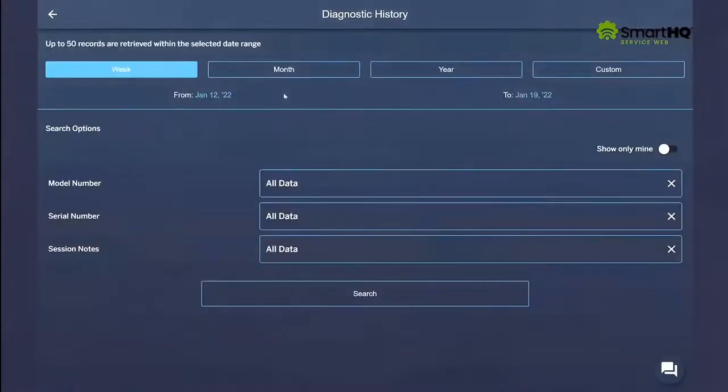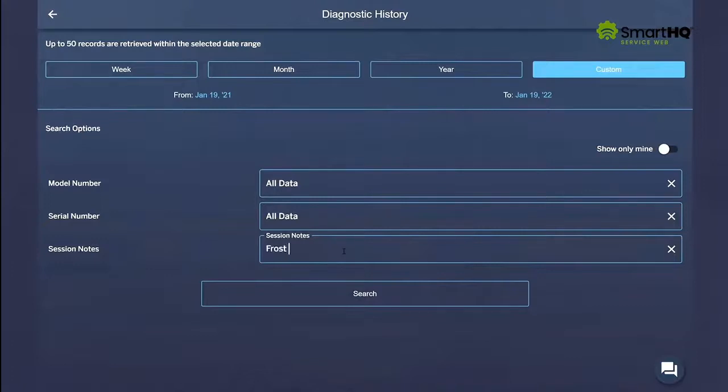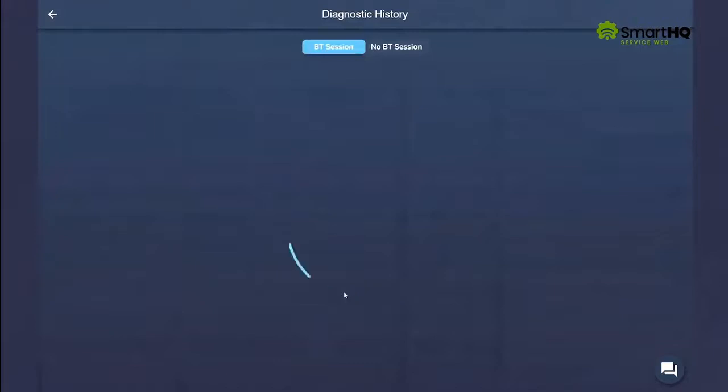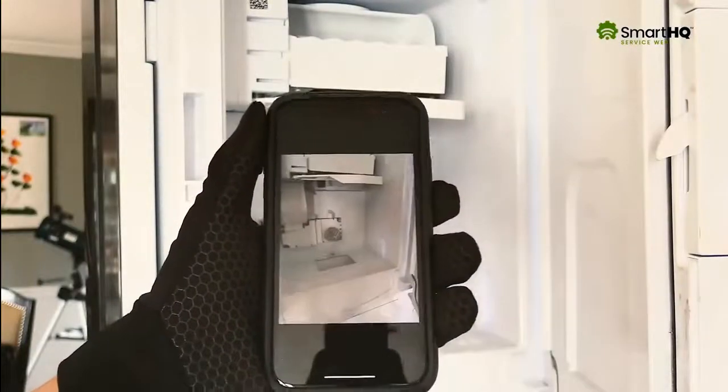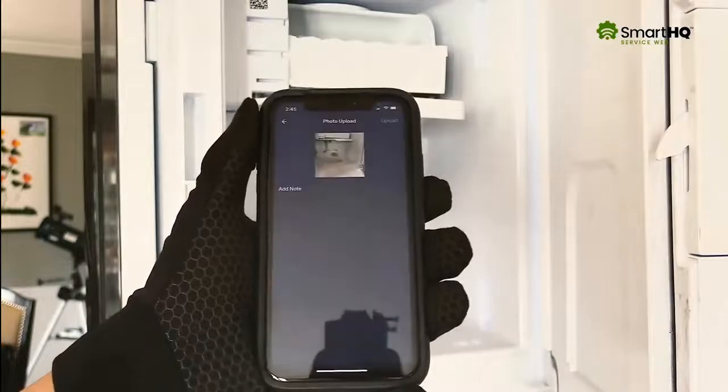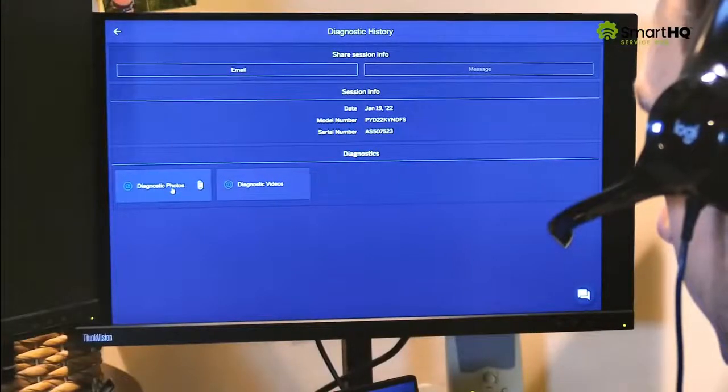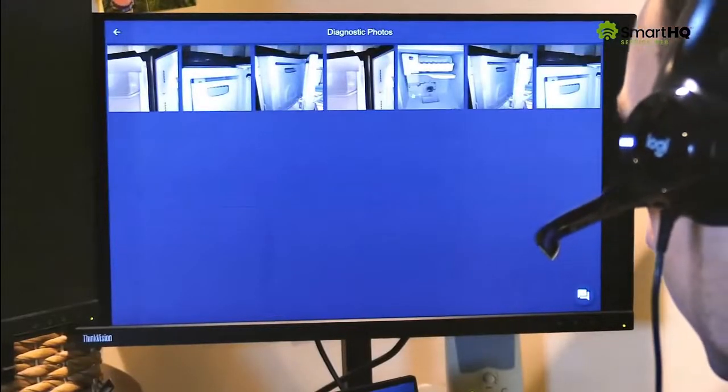And because this data is permanently stored in the cloud, it can be accessed anytime. SmartHQ Service Web makes it easy to search through your entire team's service history by simply entering the model or serial number, as well as any notes taken during a repair session. In the event of a complex issue, pictures and videos can be easily shared so you can see exactly what's going on and provide the best possible guidance.